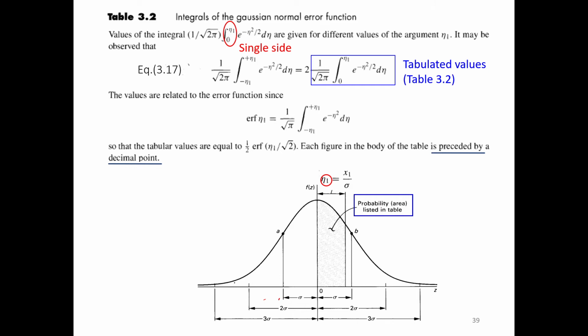So the probability values we are going to see in the table in the later slides are essentially a representation of this value. Our calculation of 1/2 of the error function of eta 1 over the square root of 2.